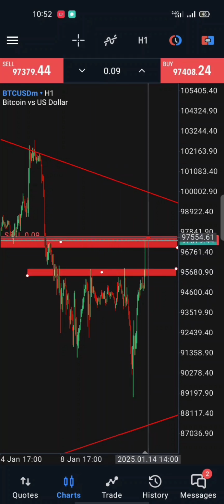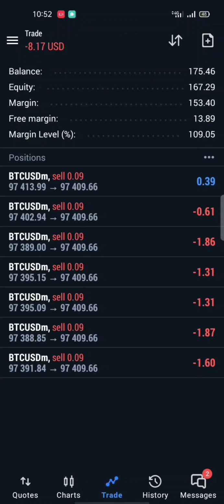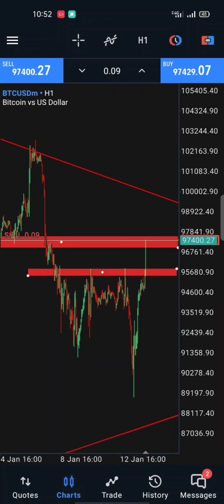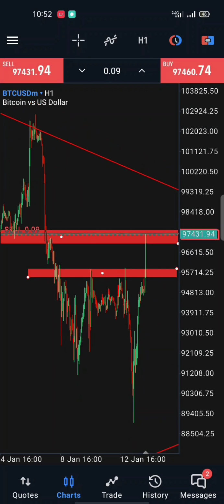You can expect some massive sells at this point. I'm expecting it to sell massively. That is my expectation in this trade just now. So let's watch and see the market play out and give us our huge profits just now.